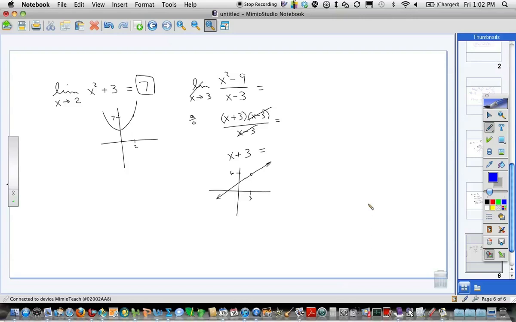So you can't plug a 3 into this, but if you do the factoring, and then, just like we did with our h, once you get down to here, now we can go ahead and plug the 3 in, and we get 6, and that is our limit. Because again, a limit doesn't care if the point is there or not. The limit says, as x gets close to 3, what do these y values get close to? They get close to 6. And so we say our limit is 6.